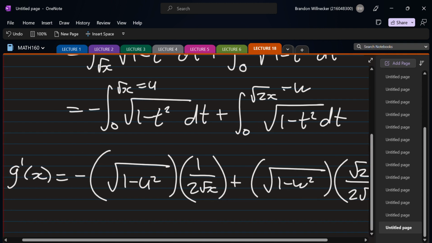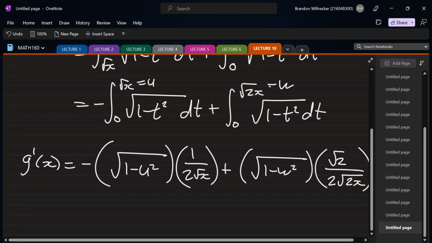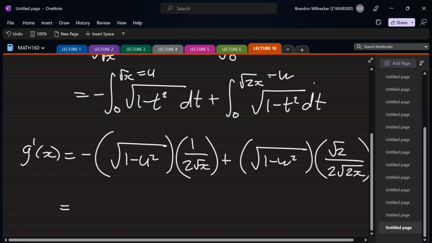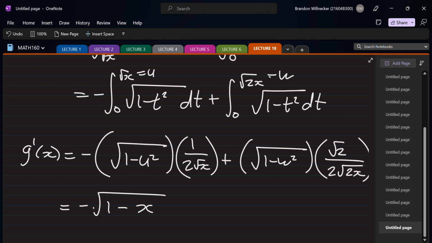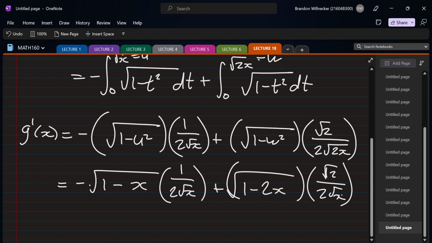Like that. Okay. Then we substitute our u, and then we substitute our w. So here we get a minus root 1 minus u squared, so that'll just be an x. 1 over 2 root x. Here we've got a root 2x, so that will be 1 minus 2x. And then here we get a 1 over 2 root x. I think there's a root 2 at the top. Okay, something like that. Again, if you want to simplify, you can do that, but we can just leave it as is.